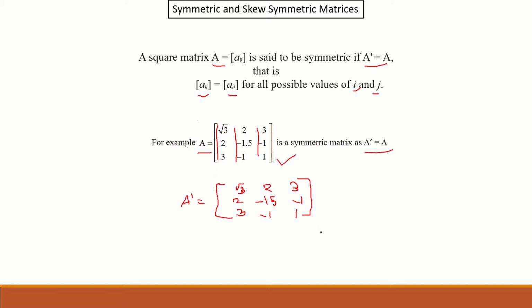So that means A is equals to A transpose, और अगर ऐसा कोई मैट्रिक्स होता है then that matrix is known as a symmetric matrix. You can pause the video to note this down.